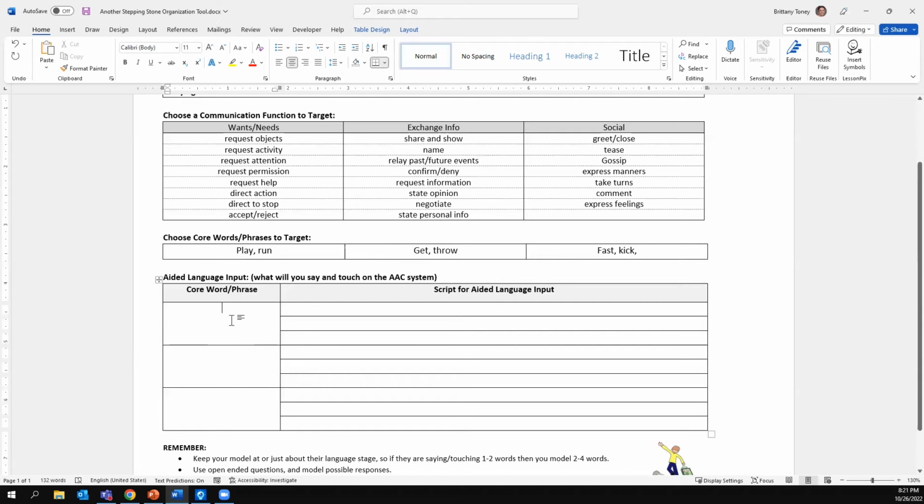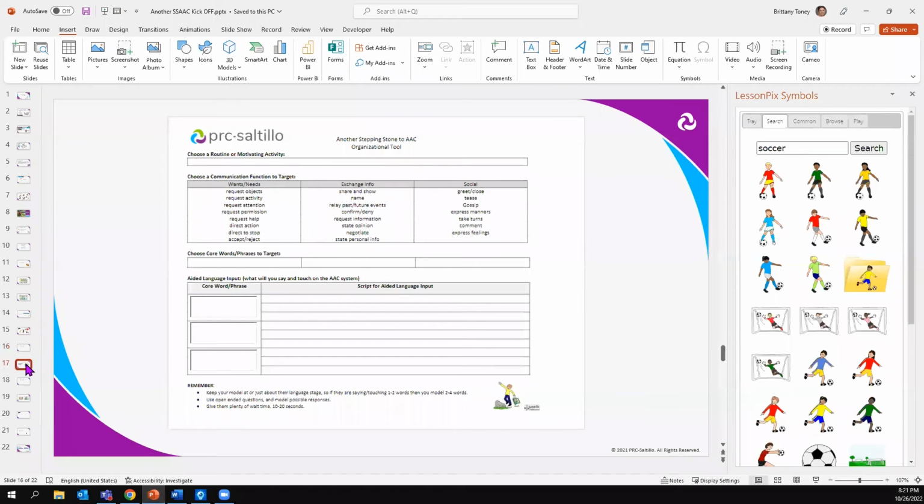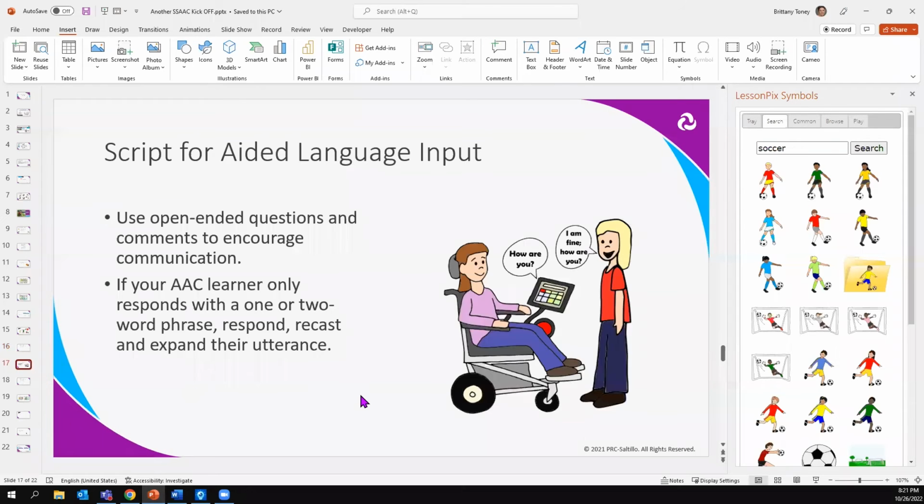Yep, those are all really great words, and words that you can easily then transition into using present progressive. So on this aided language input, let me go back to my PowerPoint here and make sure I didn't miss this. So for aided language input, we want to use open-ended questions and comments to encourage communication. So this would be like, who is kicking the ball? Where did the ball go?